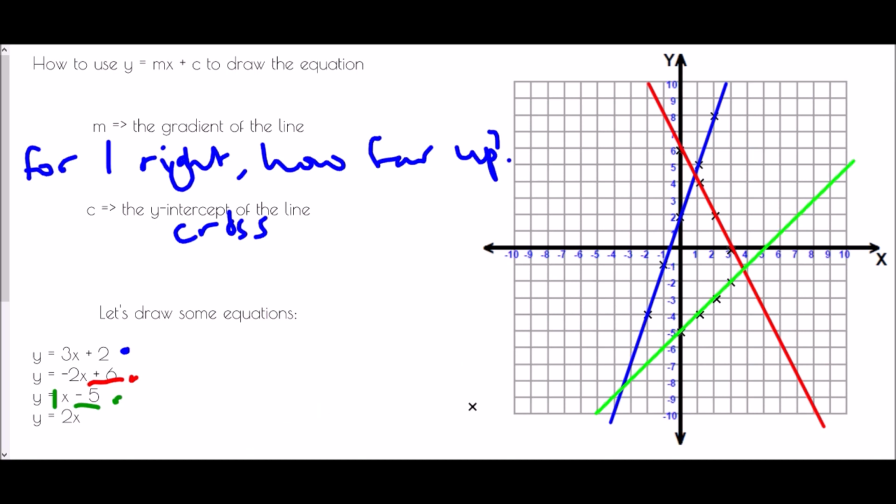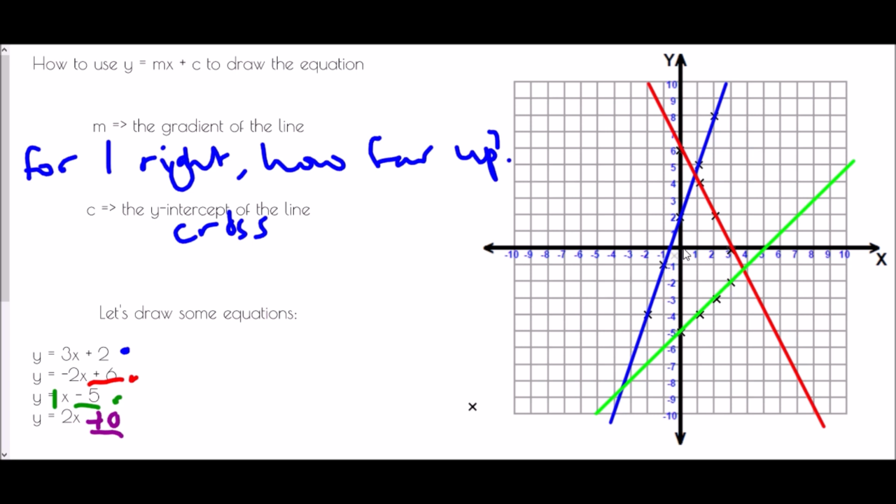And our final one, let's have a look at our final equation. It is y equals 2x. Now for this one, we are looking here at the very end and we don't see a value at the end. So it would suggest that there is no intercept, but what it actually means is we could call that plus 0. It means that our line is actually going to cross the y-axis at 0.